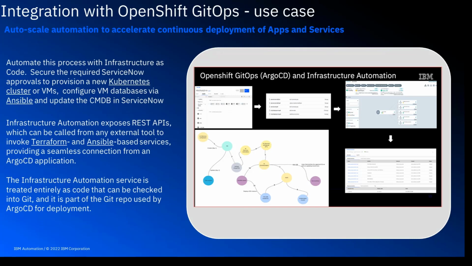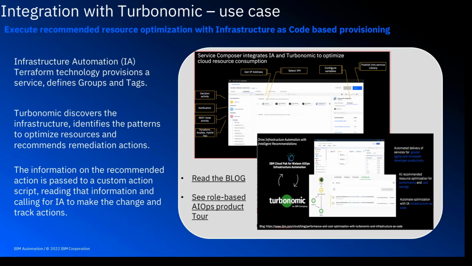The third use case that I wanted to discuss with everyone is the integration between infrastructure automation and Turbonomic, right? So Turbonomic provides that recommendation engine that looks at all the resources that are allocated and decides whether they should be resized or additional replicas should be created or more instances should be created or whether a VM should be moved from one cloud provider to another cloud provider. So Turbonomic is the brains that makes those recommendations.